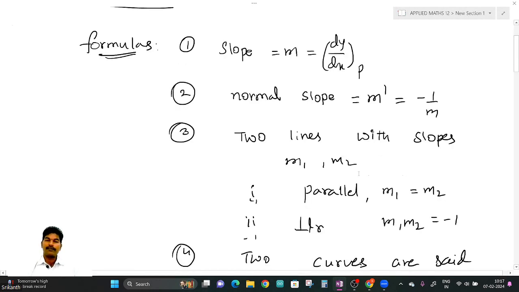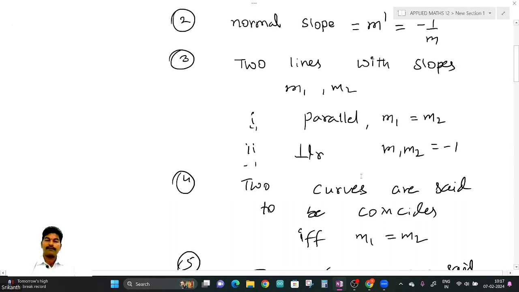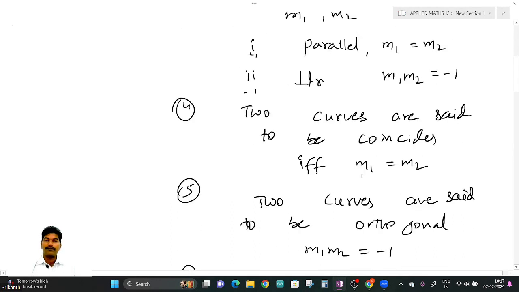Point number 3, two lines are said to be parallel if m1 is equal to m2, where m1 is the slope of the first line and m2 is the slope of the second line. And they are said to be perpendicular if m1 m2 is equal to minus 1. Two curves are said to coincide by the same concept, m1 is equal to m2, where m is the derivative, the differentiation of the given equation.